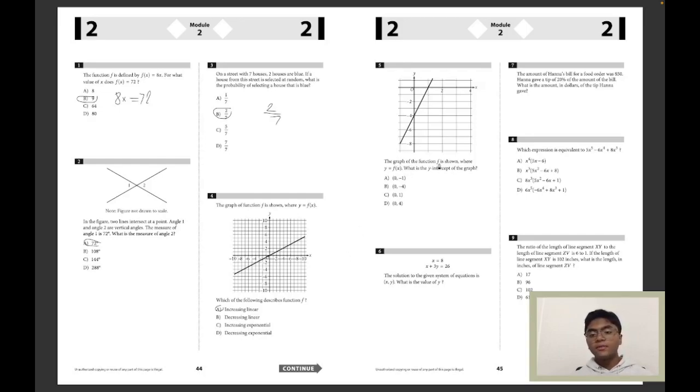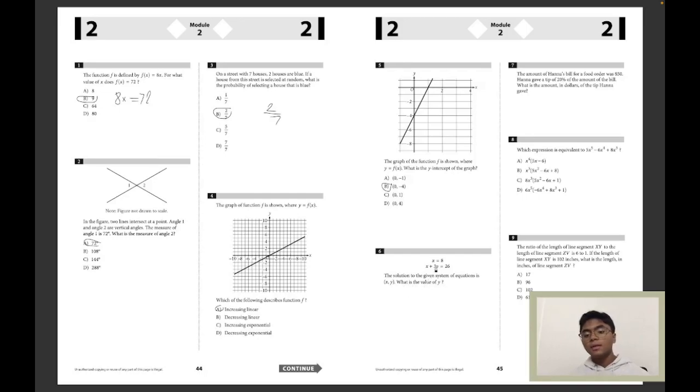Question 5. The graph of the function f is shown where y is equal to f of x. What is the y-intercept? So if you remember, the y-intercept is when x is equal to 0. So let's see when x is equal to 0. That's going to be right here at the origin. So now let's just go down, at the y-axis, not the origin. And so when you go down, you'll see right here at -4. So the y-intercept is going to be (0, -4). B.